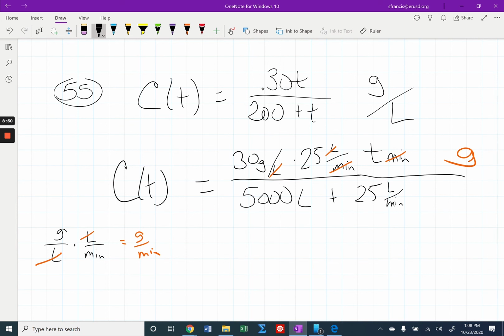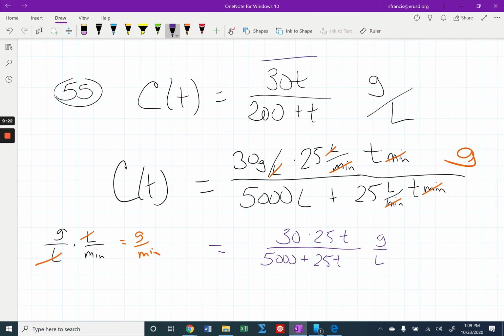And I've got these pesky minutes here that I want to get rid of. So we'll do what we did in the numerator, and we'll multiply by t minutes. And the minutes will cancel here. I'll have 5,000 liters plus 25t liters over here. So when you get rid of all the extra stuff, this becomes 30 times 25 times t grams, moving the units to the outside, over 5,000 plus 25t liters. This is actually the given function, if you do the little bit of algebra that it takes to figure that out. So go do that little bit of algebra, and then go on and do part B.